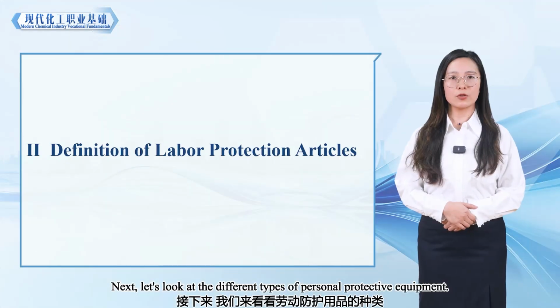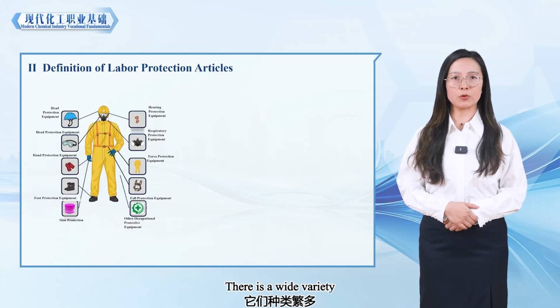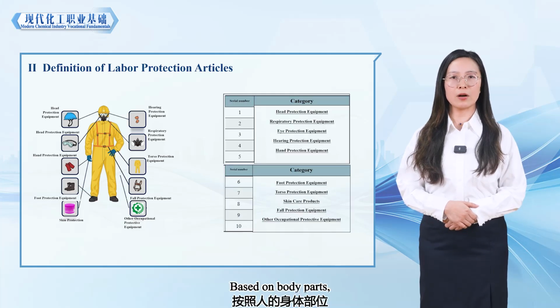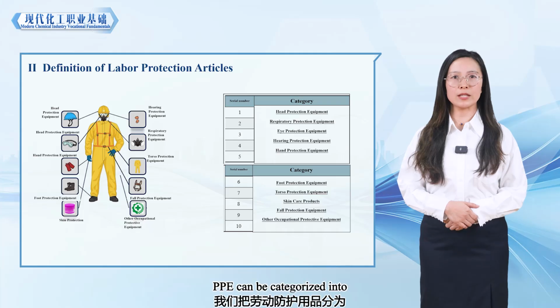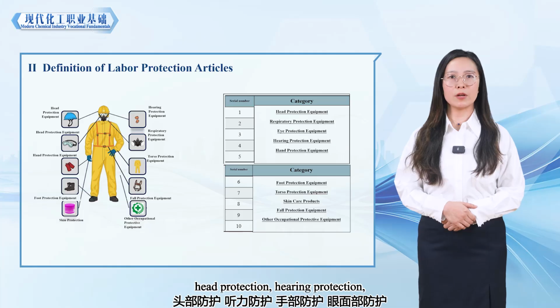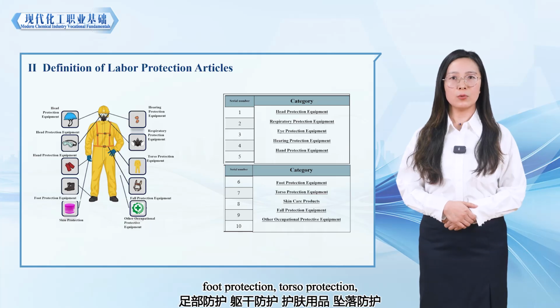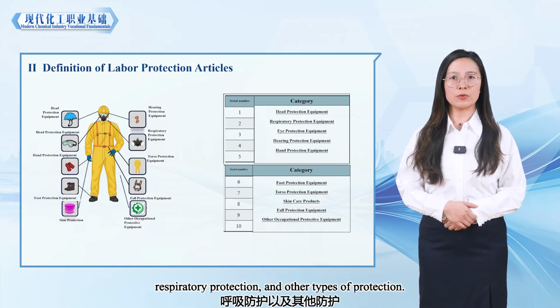Next, let's look at the different types of personal protective equipment. There is a wide variety to suit different work environments and potential risks based on body parts. PPE can be categorized into head protection, hearing protection, hand protection, eye and face protection, foot protection, torso protection, skin protection, fall protection, respiratory protection, and other types of protection.